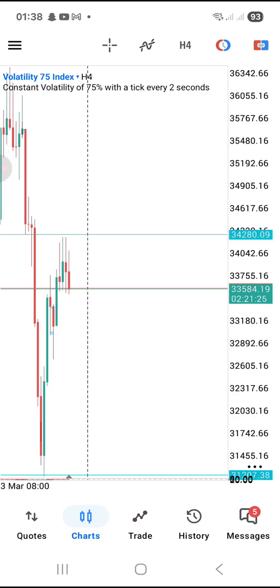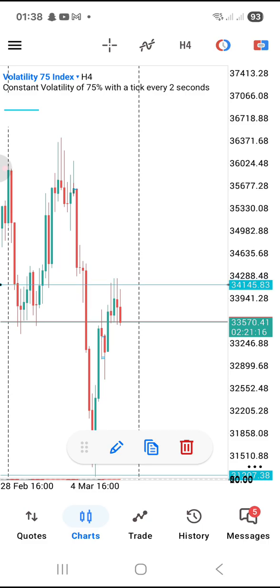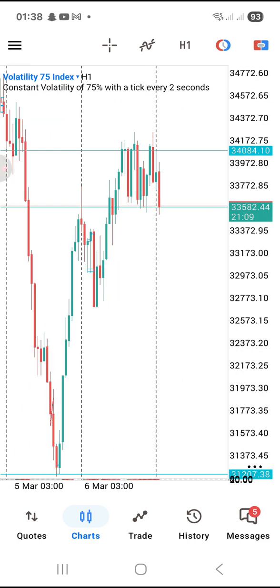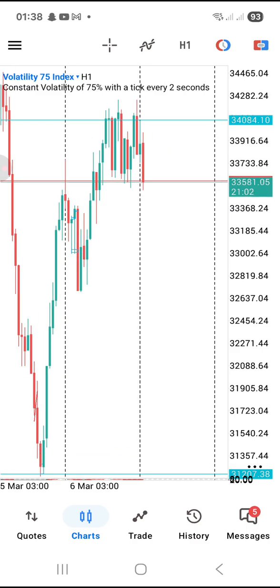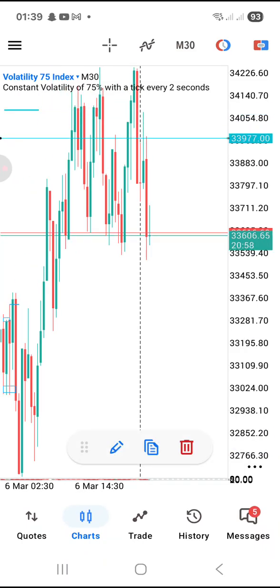So our 4-hour seems to be descending. There are highs. Our pressure is downward. 1-hour pressure is also downward. 30 minutes pressure is downward. This is the high point of the last 30-minute candle.